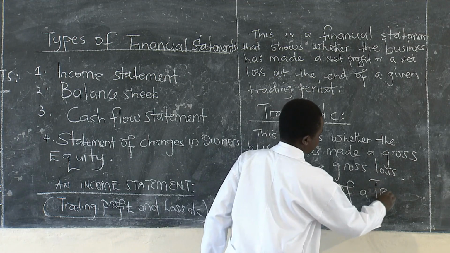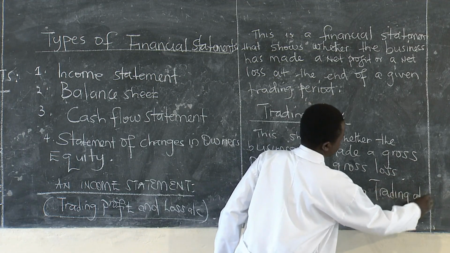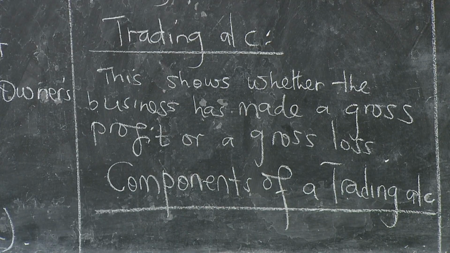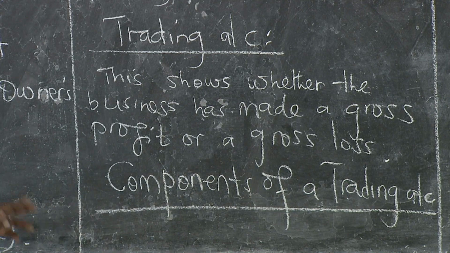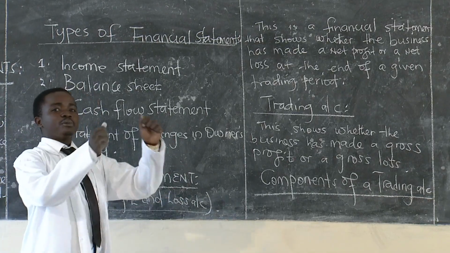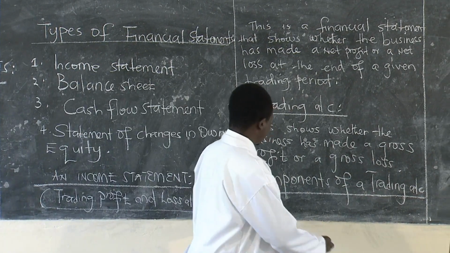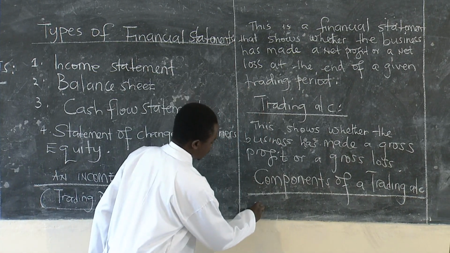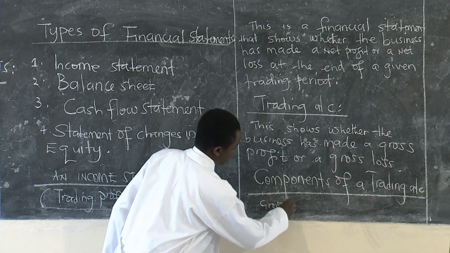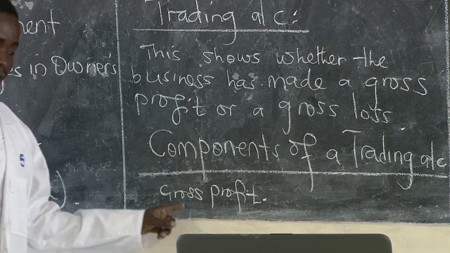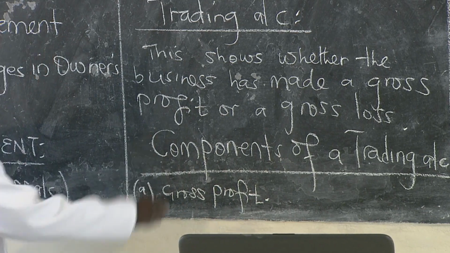of a trading account. Components of a trading account. So after knowing these components, we shall use them and we prepare the trading account. Then after finishing the preparation of a trading account, we shall prepare a profit and loss account. Then we combine the two, we form an income statement. So the first element of a trading account, we can talk about the gross profit. Gross profit. So you have to look at this, the gross profit as the first element.